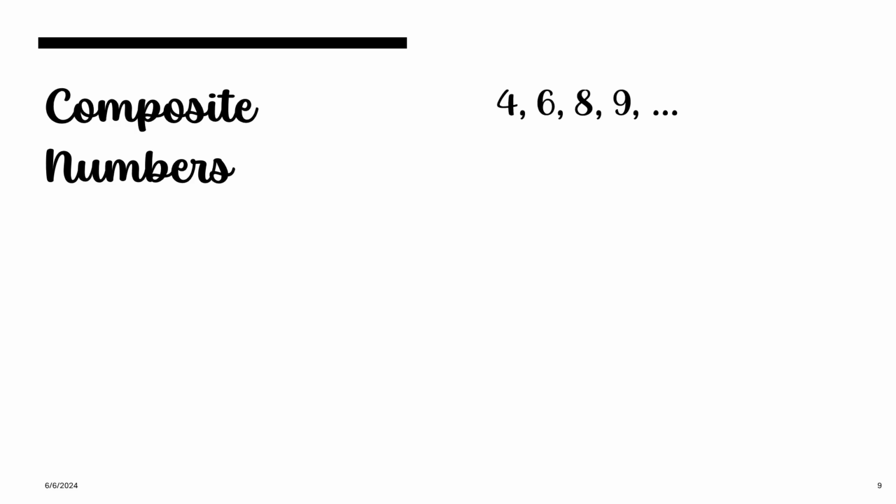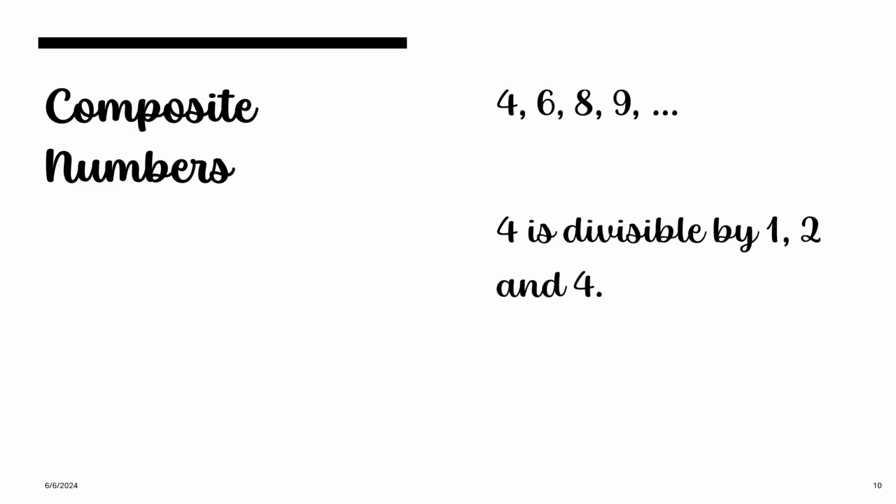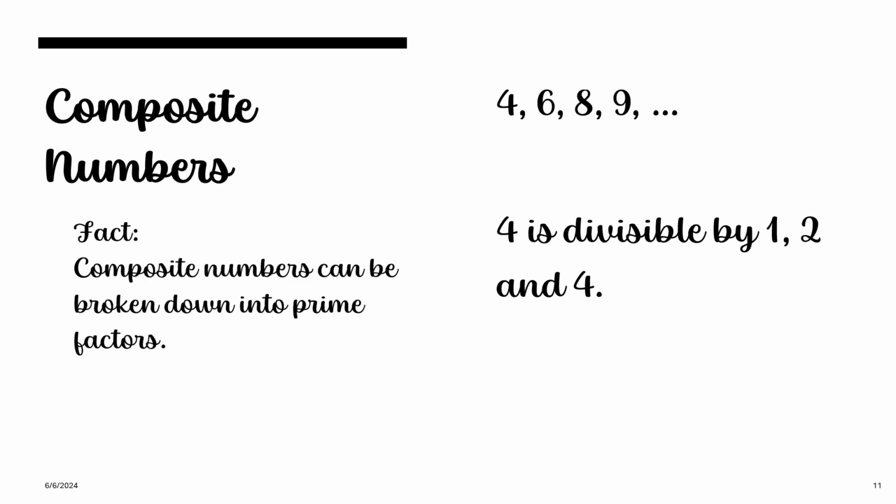4, 6, 8, 9, and so on are composite numbers. For example, the number 4 can be divided by 1, 2, and 4, which means it's a composite number. Another example is 9, which can be divided by 1, 3, and 9.